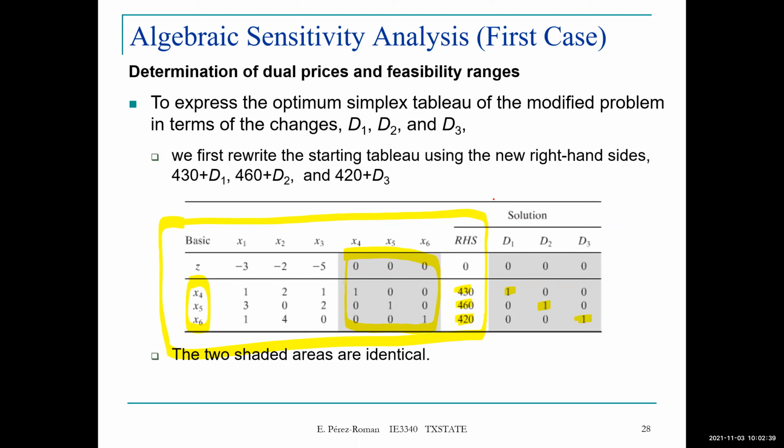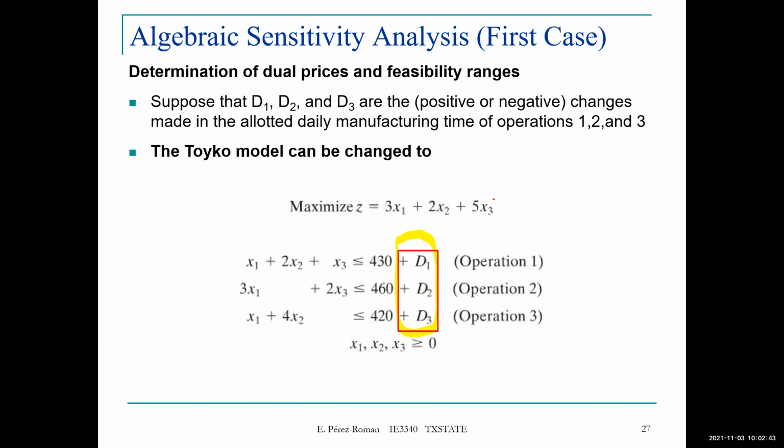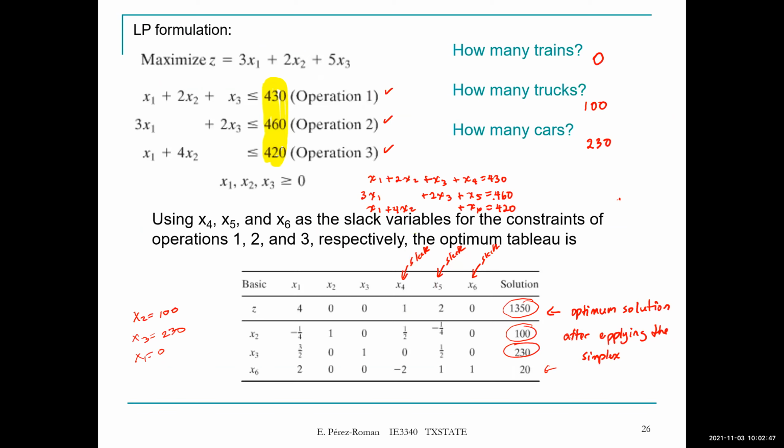Okay, so let me make a note here. The original values, 430, 460, and 420, for operation 1, 2, and 3. Okay, so those are the right-hand side for the original problem.